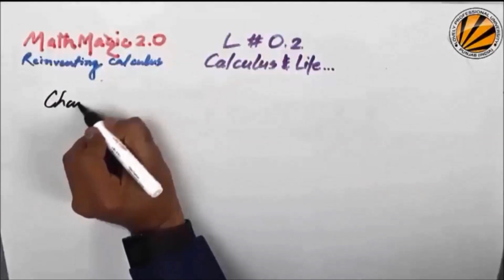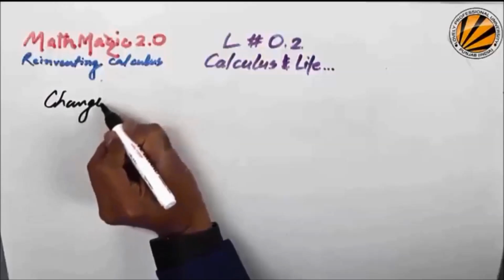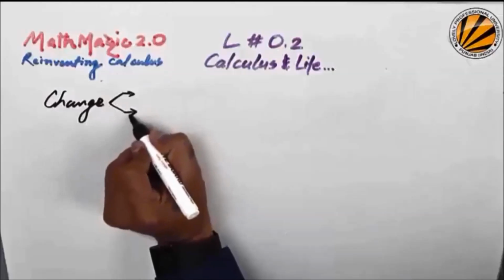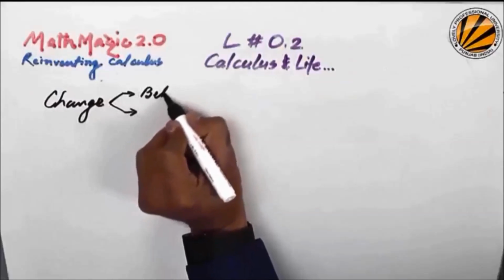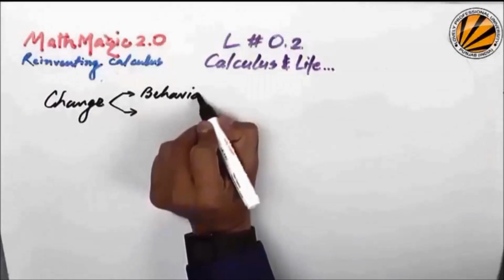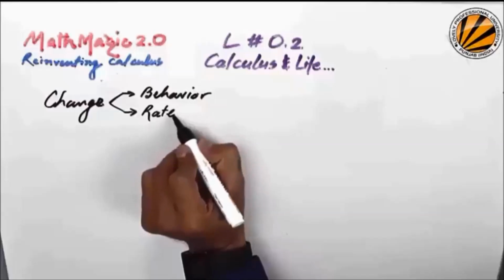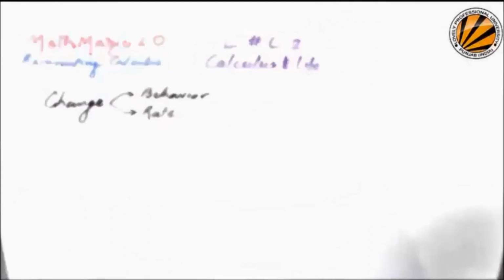Hi there. Welcome to lecture 0.2 of Math Magic 2.0. In the previous lecture, we talked about change. And we said that change primarily has two attributes. One is the pattern or the behavior of the change, and the second is the amount by which that change is happening, and that is the rate of change.